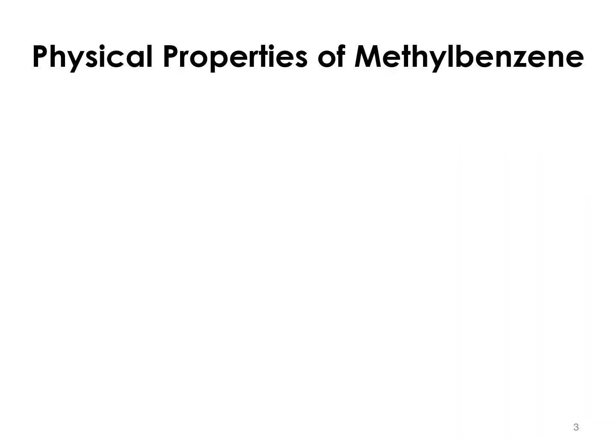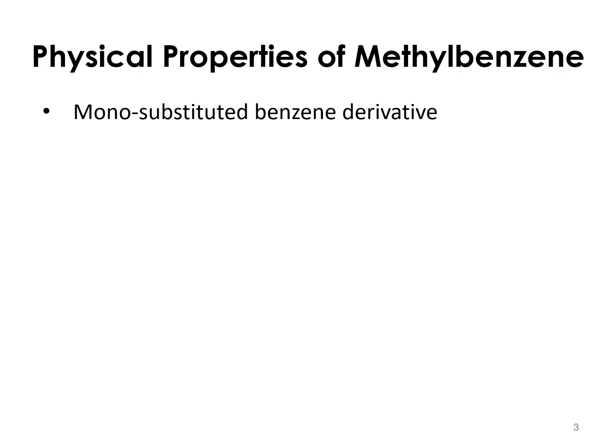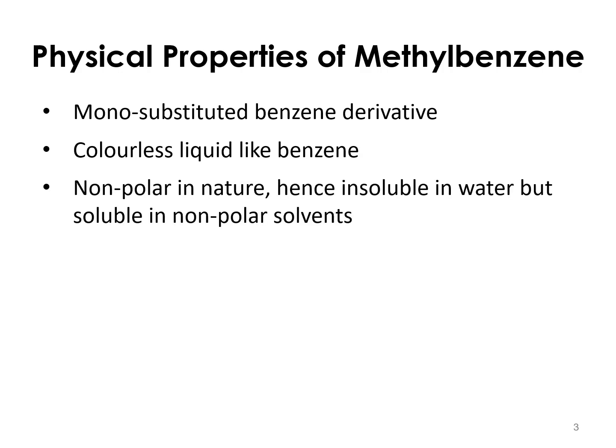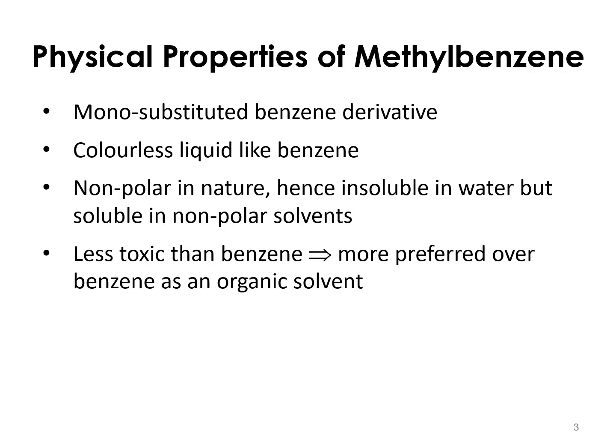Moving on to the physical properties of methylbenzene. Methylbenzene is a monosubstituted benzene derivative. Like benzene, it is also a colorless liquid. Methylbenzene is nonpolar in nature and hence insoluble in water, but soluble in nonpolar solvents. As its fumes are considerably less toxic than those of benzene, methylbenzene is more preferred as an organic solvent.